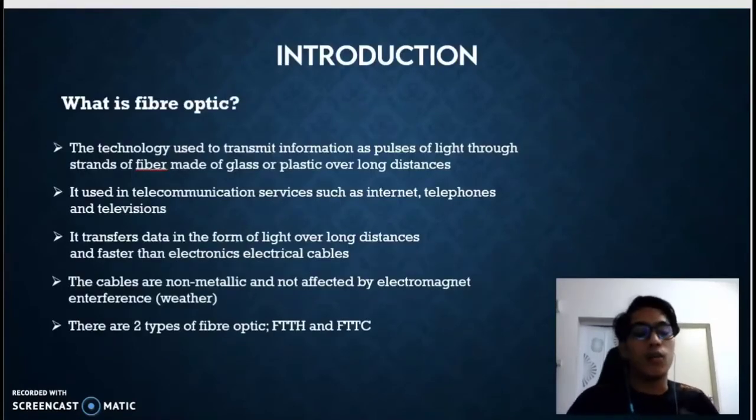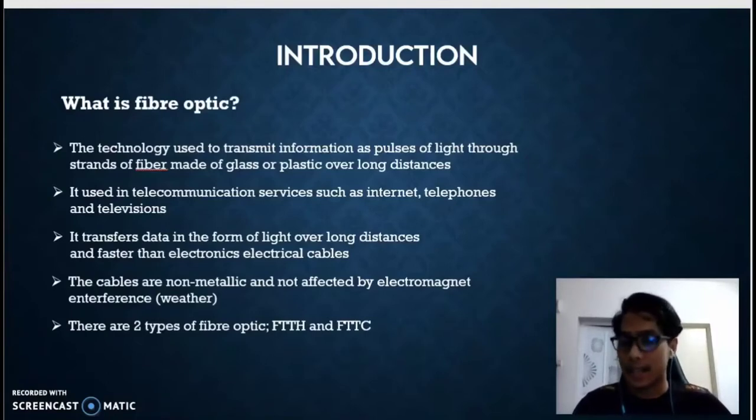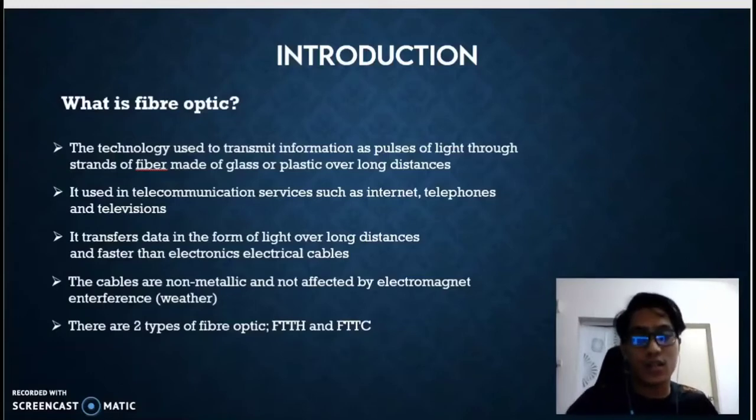So the first one is, what is the definition of fiber optic? Fiber optic is the technology used to transmit information as pulses of light through strands of fiber made of glass or plastic over long distances. With this definition, we know that fiber optic is a technology we use to transmit information, and it is very fast because it uses pulses of light. The strands of fiber are made from glass or plastic, and it can transmit over long distances, which is very good.